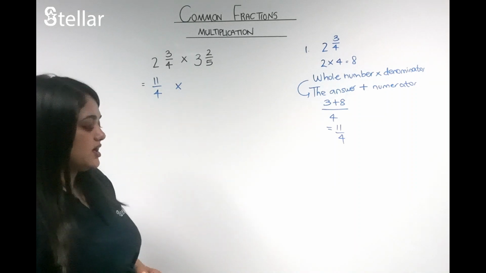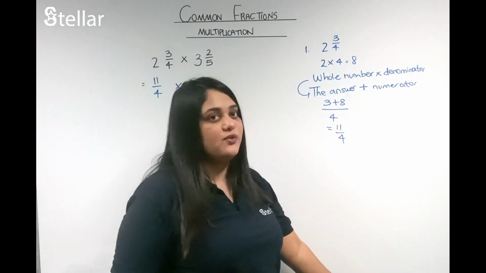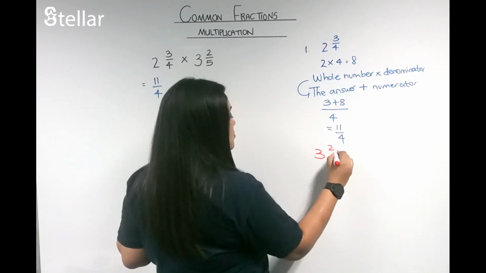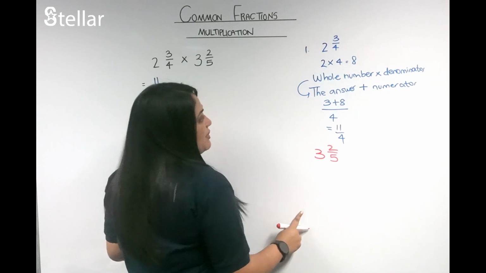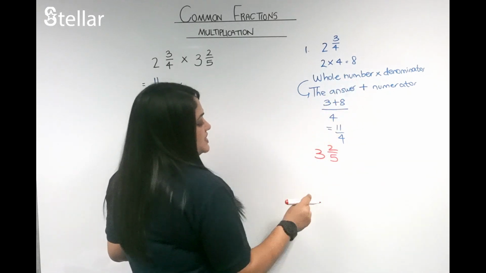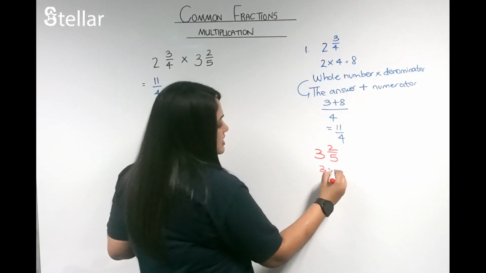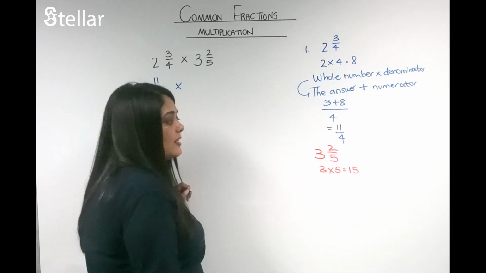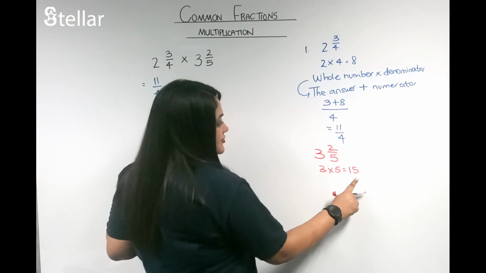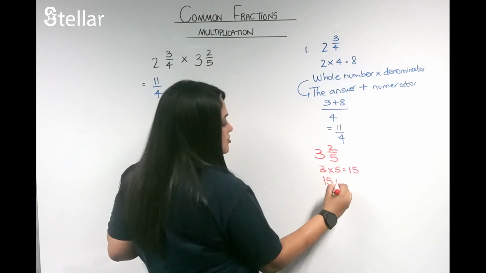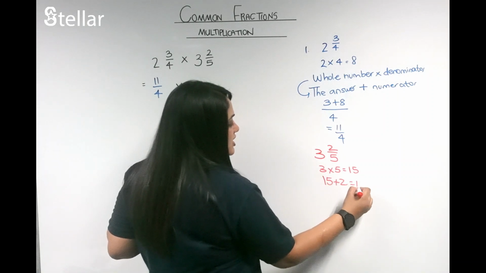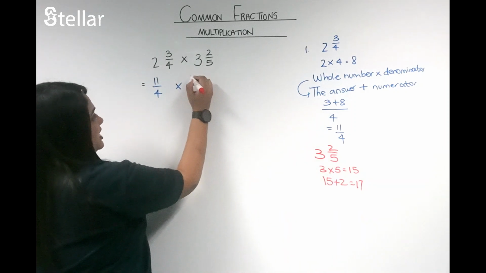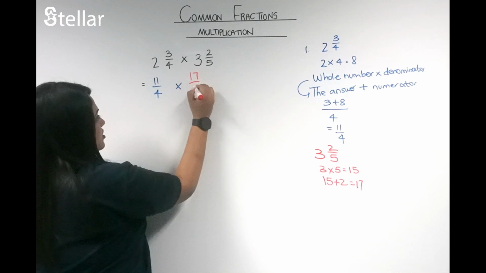Let's do the second one. Same procedure, very quickly: 3 and 2 over 5. Step 1, the whole number times the denominator. 3 times 5 is equal to 15. The answer, which is 15, plus the numerator, which is 2, is 17. So here I'm going to get 17 over 5.